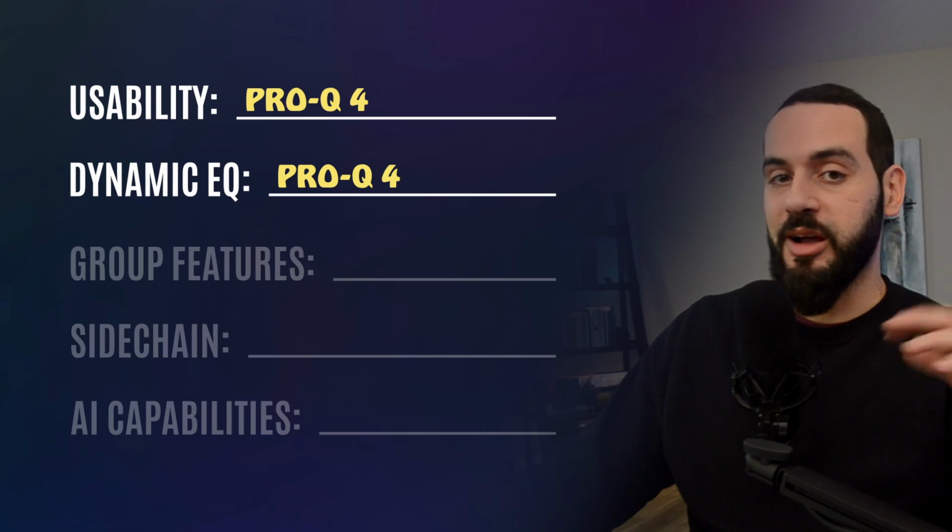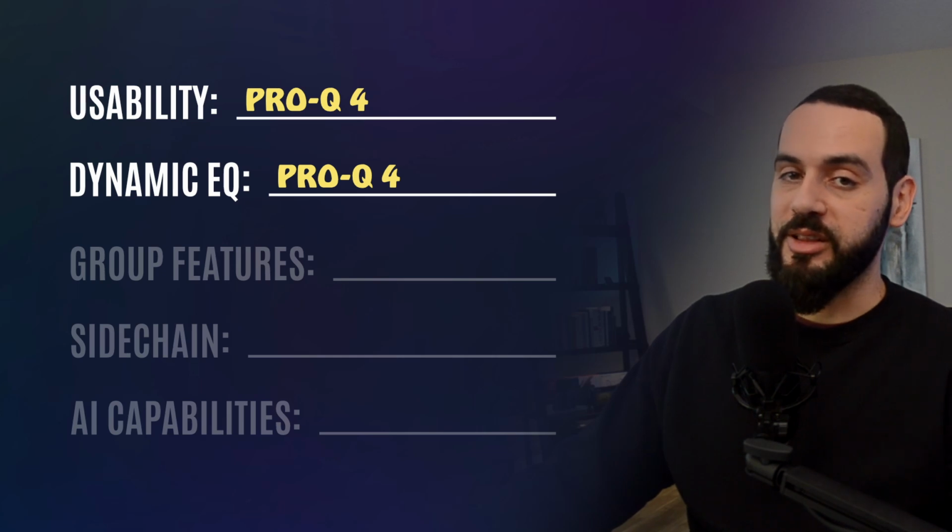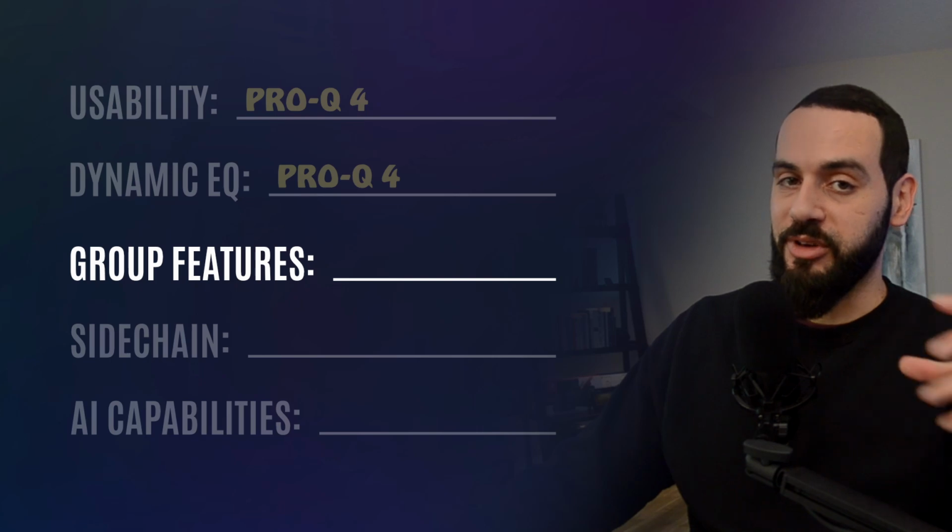So if you don't want a whole suite of plugins running on your channel, you can do all of this now in Pro-Q4. Again, Pro-Q4 comes out on top here in regards to its ability to make dynamic filter changes. Next, let's take a look at the grouping functionality.